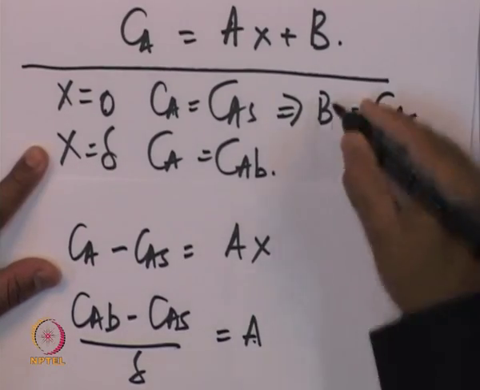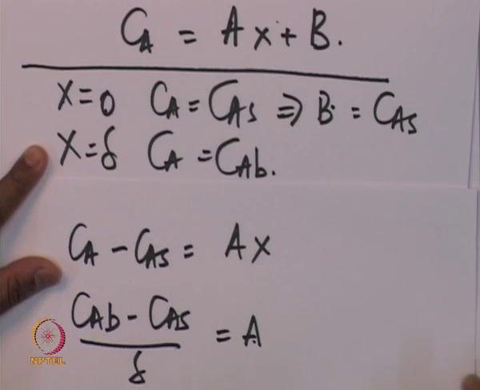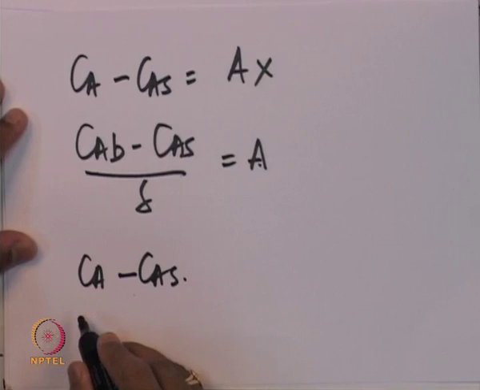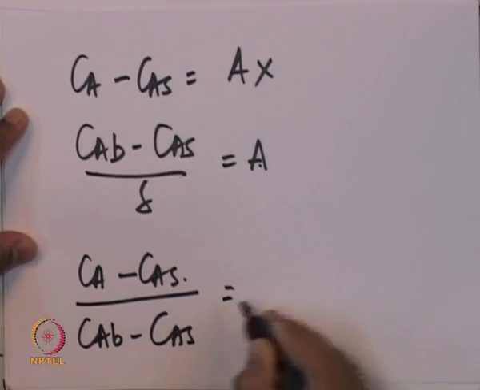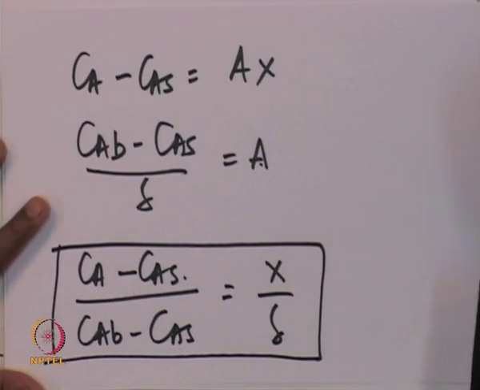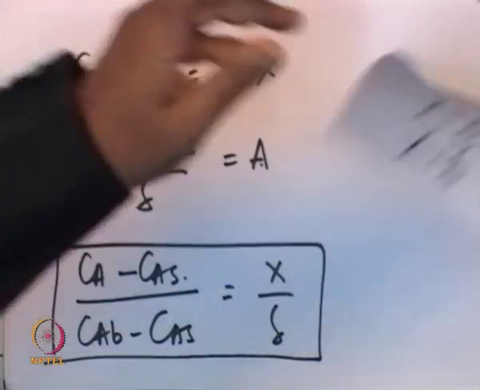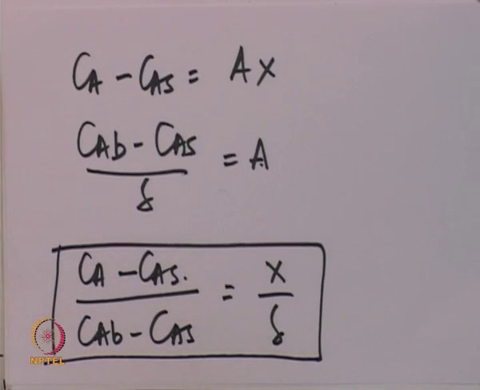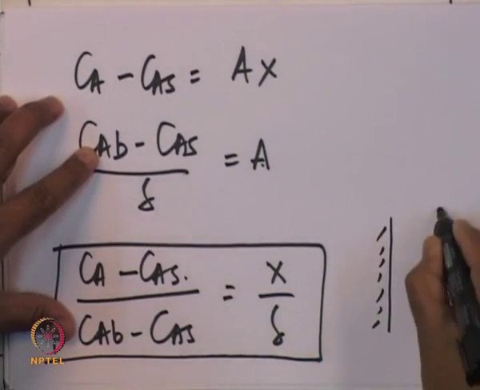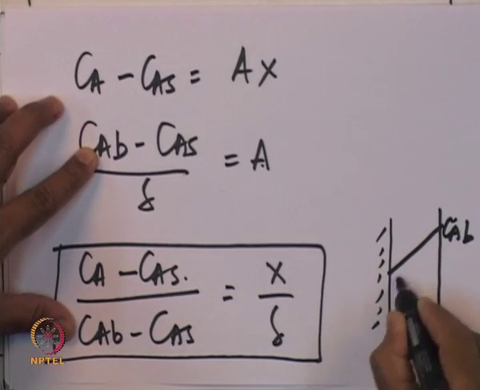If you substitute this A and B here, what I get is (CA minus CAS) divided by (CAB minus CAS) is equal to x by delta. So, what does it say? It is a linear profile inside, and we know the boundary conditions, CAB and CAS, and this is delta, so the slope is known. It is a linear concentration profile that makes my exercise quite easy.